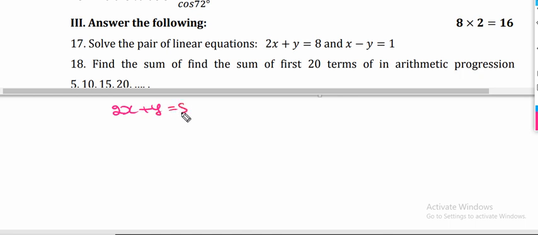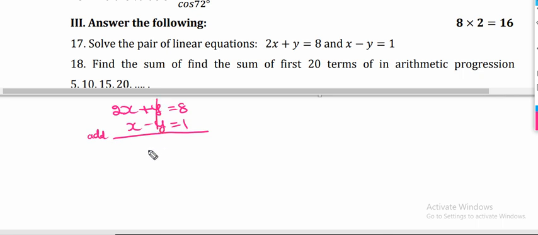2x plus y is equal to 8 and x minus y is equal to 1. Here we have to use the addition method. When the same terms are having different symbols, you have to add the equations. If the same terms are having the same symbol, both plus, you have to subtract the equations. Here the same terms have different symbols, plus and minus, so you have to add the equations.